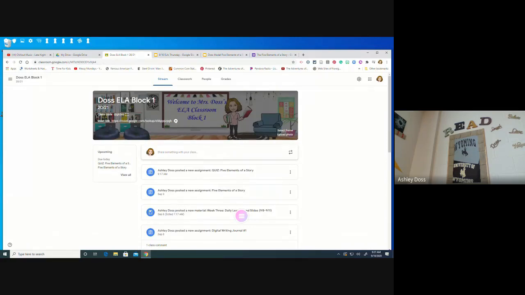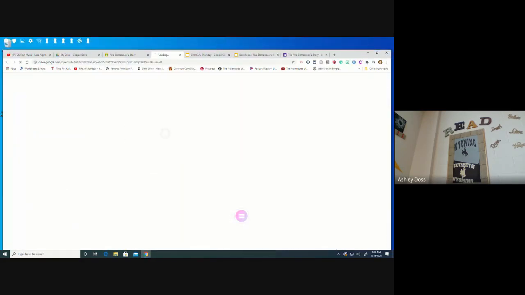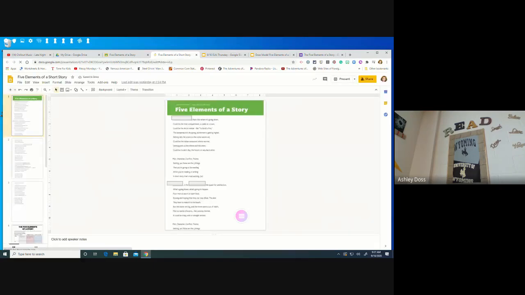Don't open the quiz. Don't open the quiz. 5 elements of a story. Who said that? Close it. I do not want the quiz open right now. So this is what you should have open, your 5 elements notes. If you've already turned them in, please unsubmit them so that you can change your definitions in case you have some things you need to add or fix. So go back to Google Classroom and unsubmit, yeah?